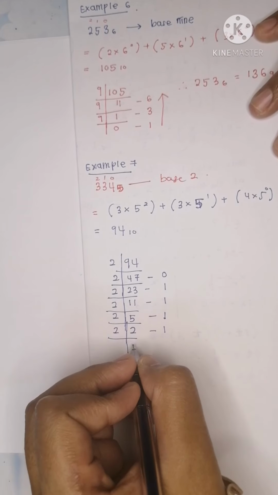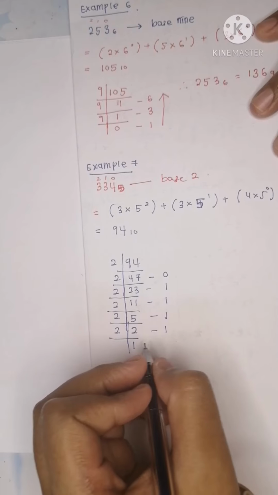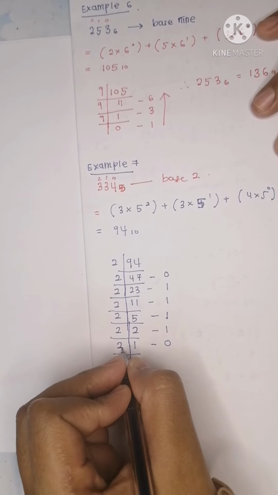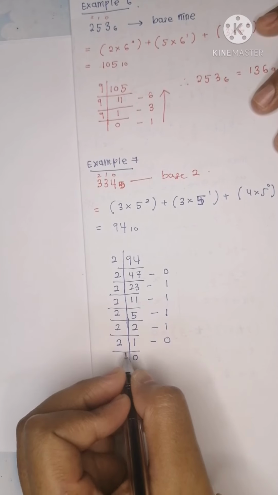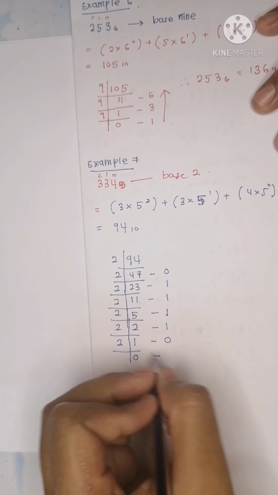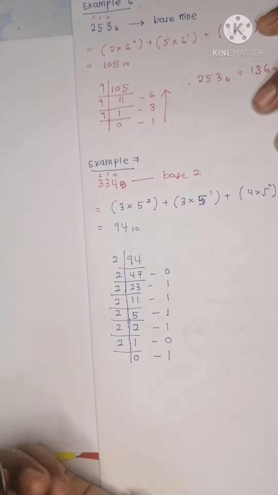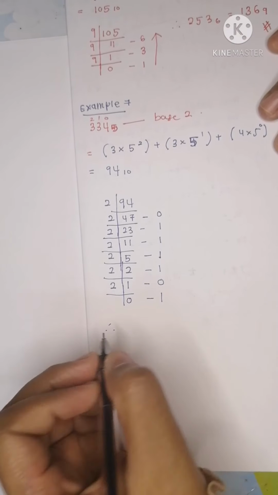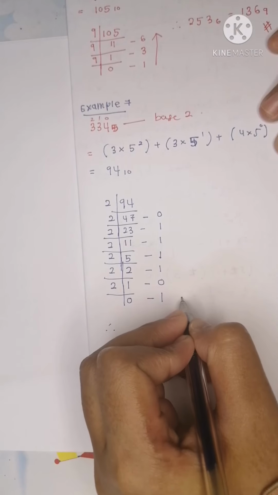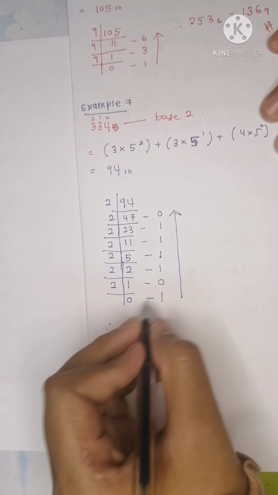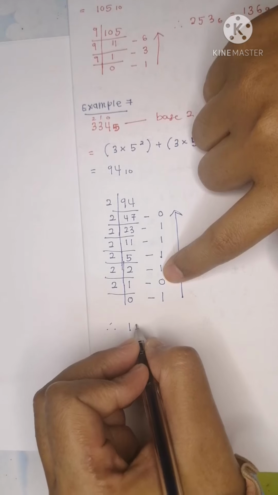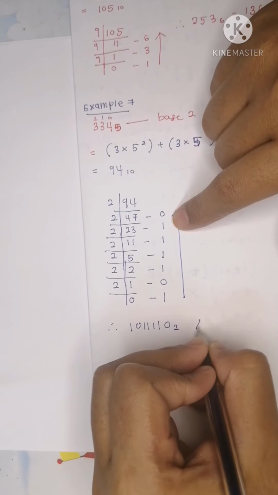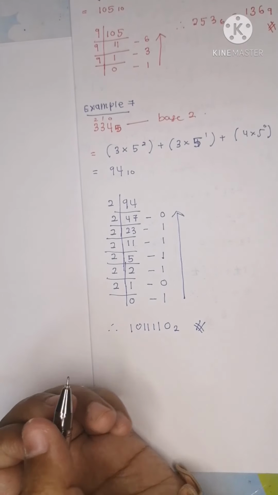Divide by 2 again, and then 1 times 2, 2. So there is no remainder. Now divide by 2 again, and then 0. 0 times 2, 0. So the remainder is 1. Okay, now done for this one. So the answer is from below to upright. You need to write like this, 1011110 base 2. So that's it. It's actually very easy.